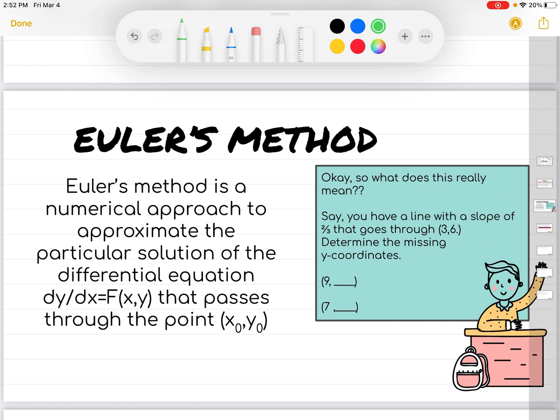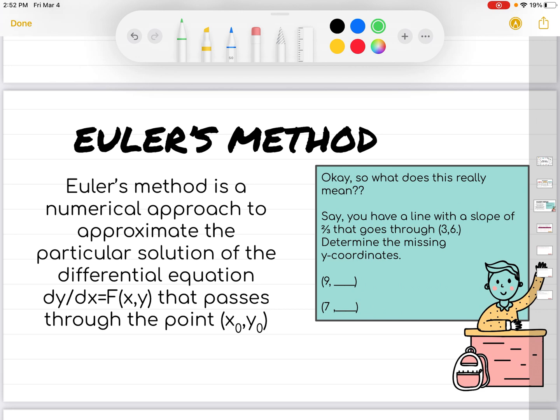We want to use this information to determine the missing y coordinates when x is 9 and then when x is 7. This is a great point to pause the video and see what you can do here on your own, because this really does use your prior knowledge, what you know about lines. Now I'm going to show you my way of doing this.